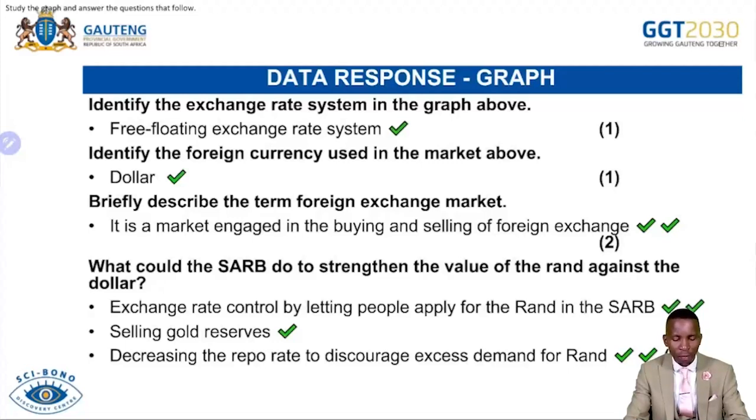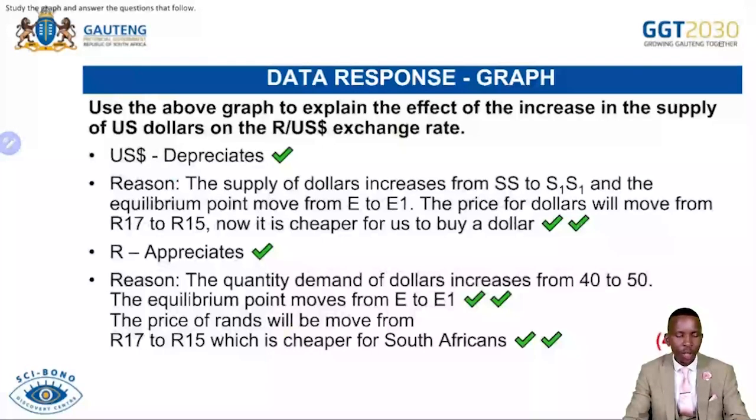And then what could the South African Reserve Bank do to strengthen the value of the rand? To strengthen the value of the rand, use exchange rate control by letting people apply for foreign currency through the South African Reserve Bank, and also sell gold reserves, and decrease the repo rate to discourage excess demand for rand by foreign investors. Use the graph above to explain the effect of the increase in the supply of US dollars on the rand versus dollar exchange rate.